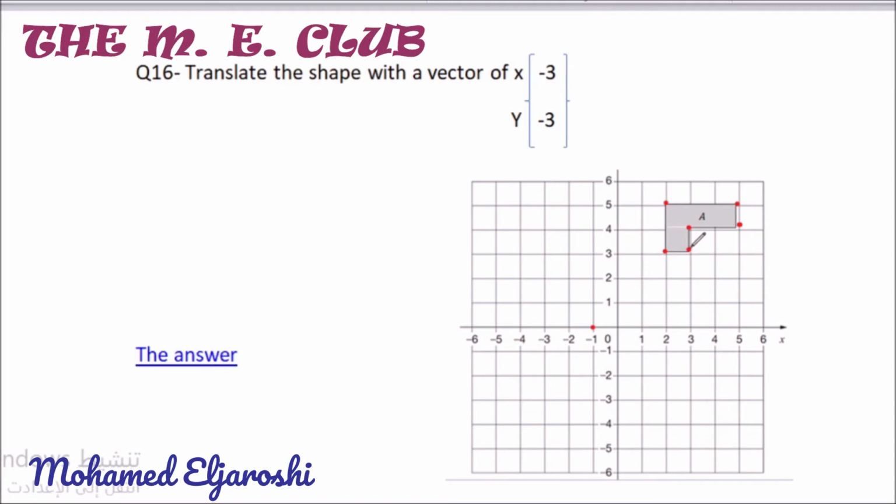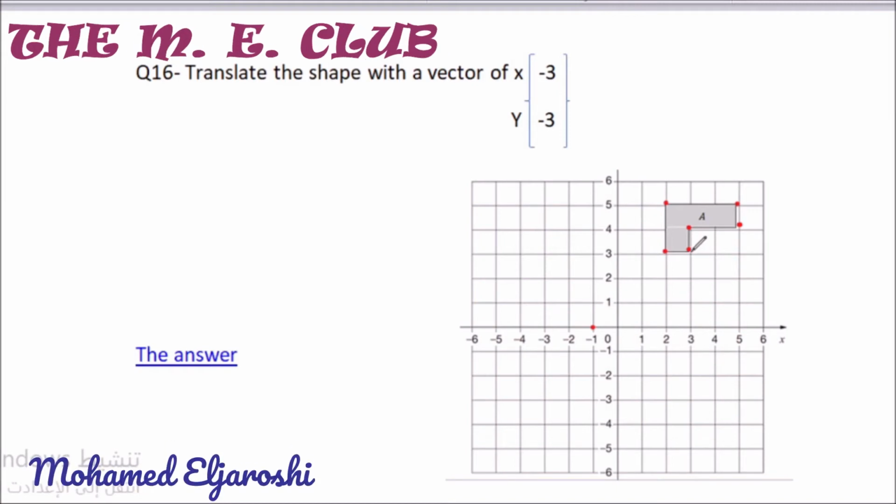So how do we know that? We have to move by the vector. So 3 to the negative x, and then 3 to the negative side of the y. This is the idea of the vector. This is how we use translation vectors.